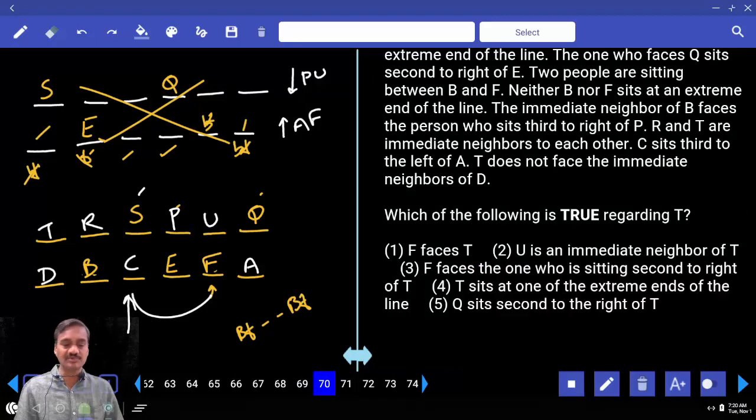Then coming to 70, which of the following is definitely true? F faces T. F and T are opposite to each other, that is false. U is an immediate neighbor of T, that is false. F faces the one who is sitting second to the right of T, that is again false. T sits at one of the extremities of the line. Definitely true. Choice 4 for question number 70.